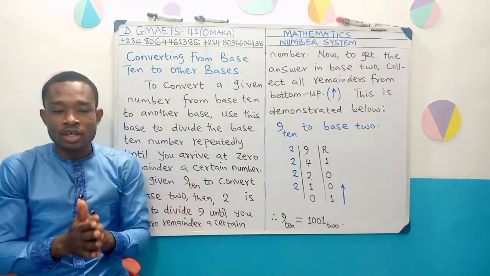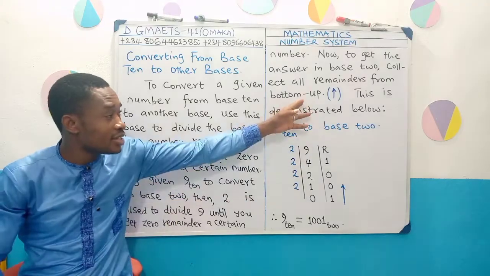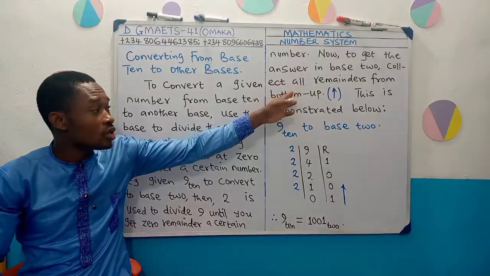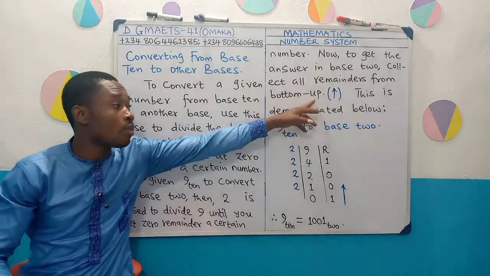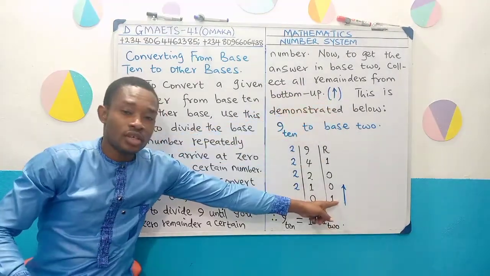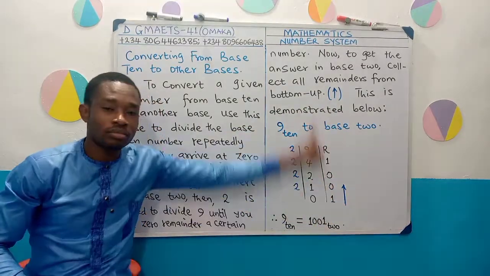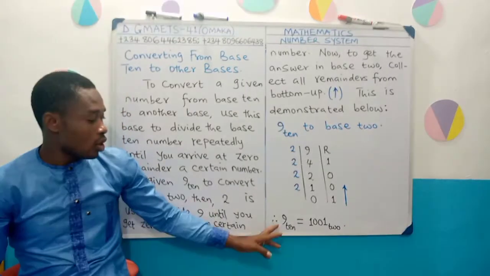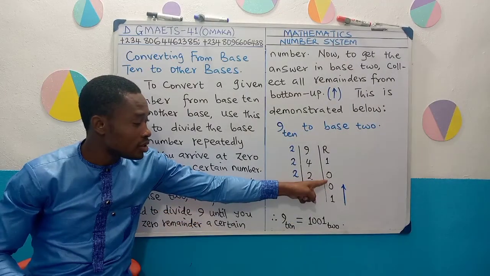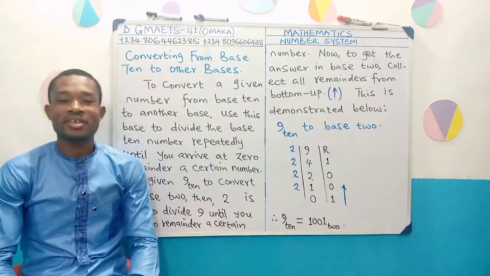At this point, we are now going to pick our answers. Remember, on the board here I said that to get the answer, you have to collect all remainders from bottom up. That's why I showed this arrow here, from bottom up. So we'll go to the remainder column and pick 1, 0, 0, 1, from bottom up. Therefore, 9 base 10 is equal to 1, 0, 0, 1 in base 2, and that is the answer.